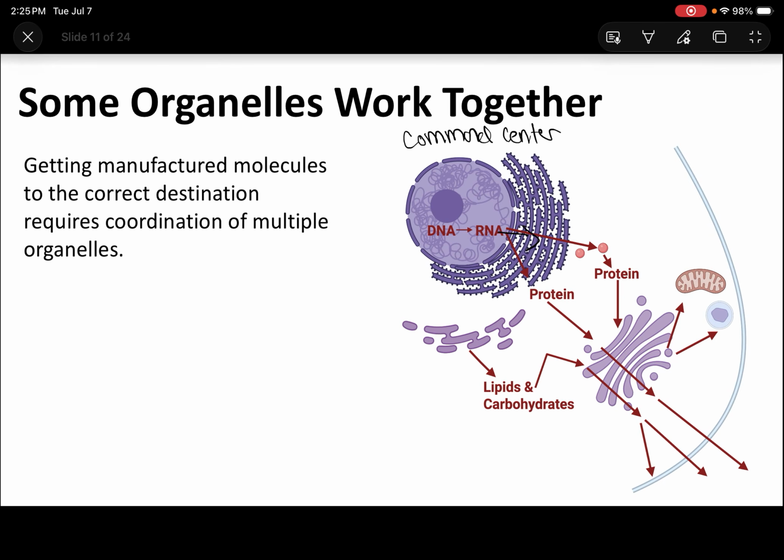The same can be said for the smooth ER, right? If a lipid or a carbohydrate is made in the smooth ER, that then gets sent to the Golgi where it will be modified and then sent off to wherever it needs to go. So often these organelle systems work together in order to maintain the cell as a whole.